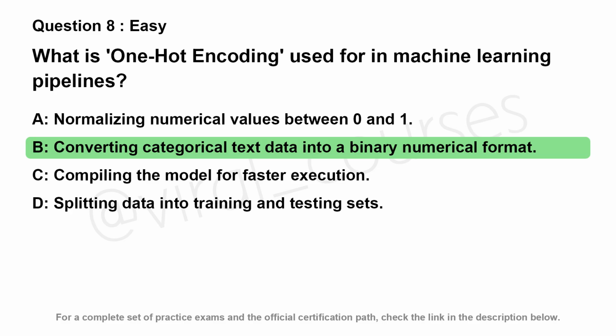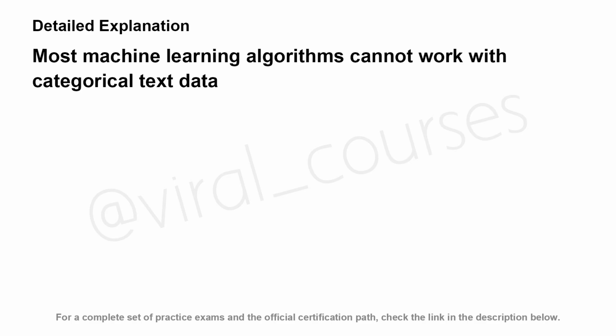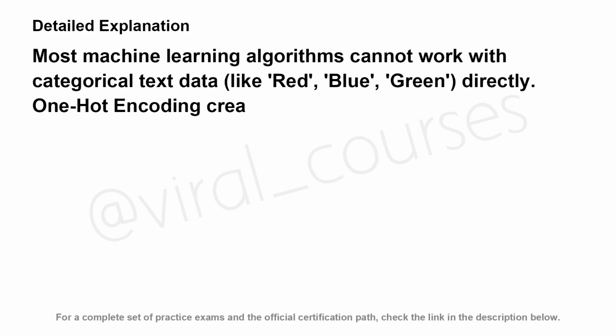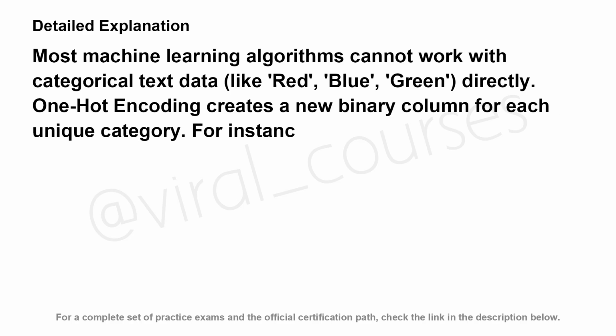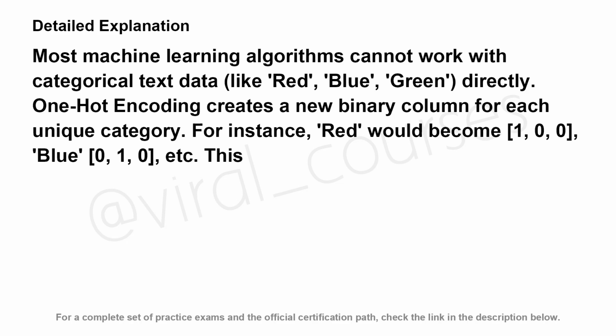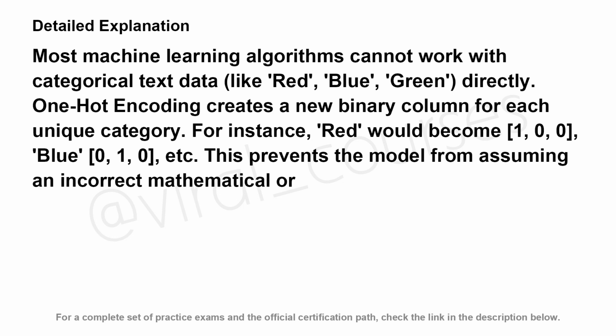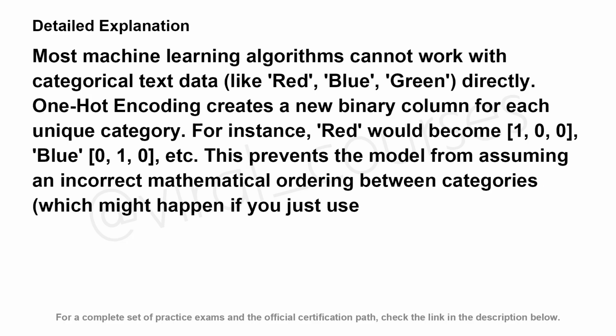The correct answer is B. Most machine learning algorithms cannot work with categorical text data, like red, blue, green, directly. One hot encoding creates a new binary column for each unique category. For instance, red would become 1, 0, 0, blue, 0, 1, 0, etc. This prevents the model from assuming an incorrect mathematical ordering between categories, which might happen if you just used integers like 1, 2, 3.